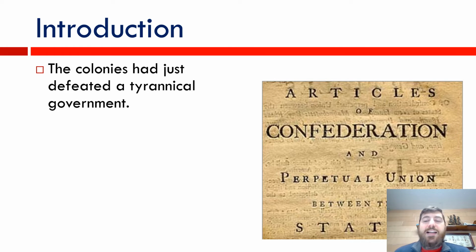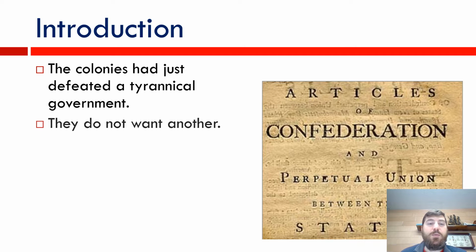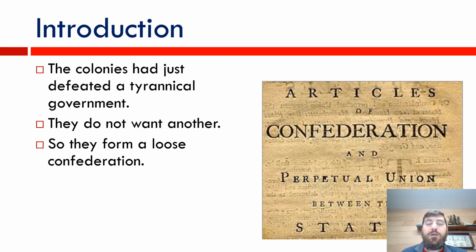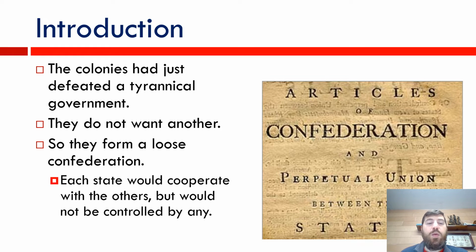The colonies had just defeated a tyrannical government, a very strong government that could do whatever it wanted, and what it wanted to do is mistreat its people. So the people are obviously afraid to have a strong government in case the new American government is just as bad as the old British one. So they form what's called a confederation, where every state is going to work together, but no state could tell another state what to do. And the central government could not control the states either, to give more freedom.